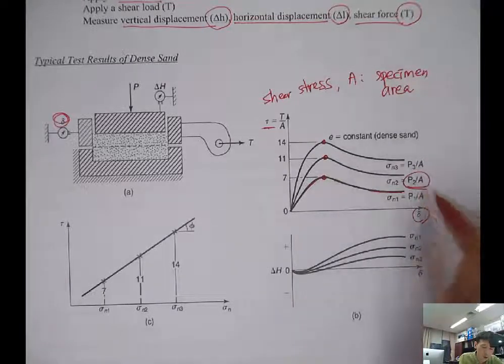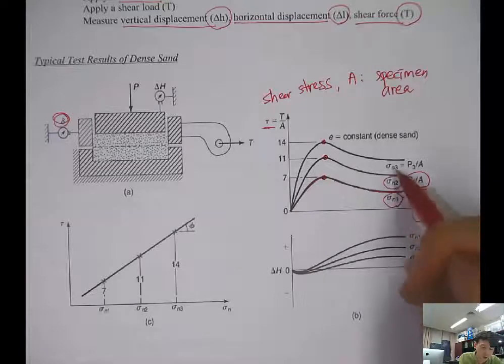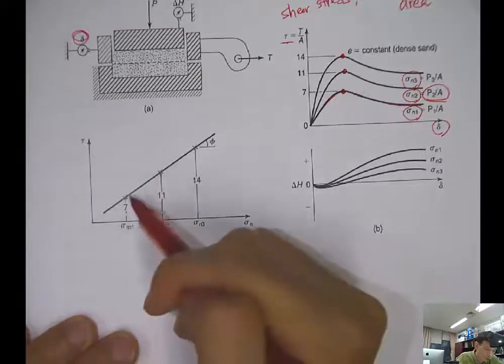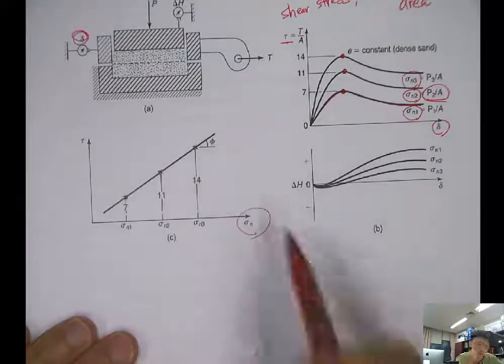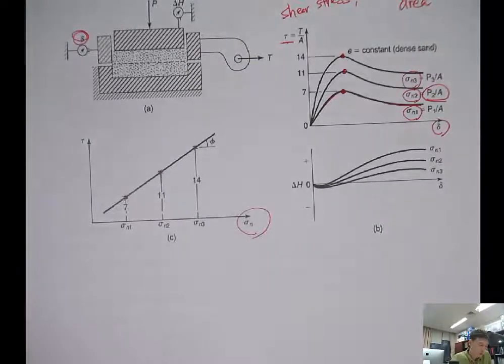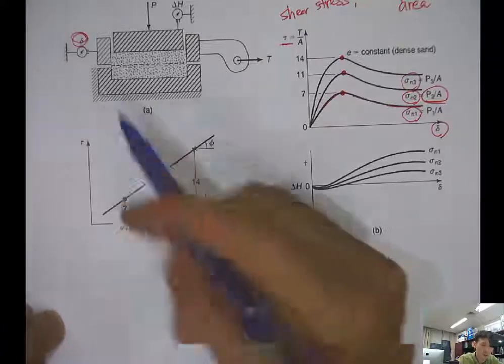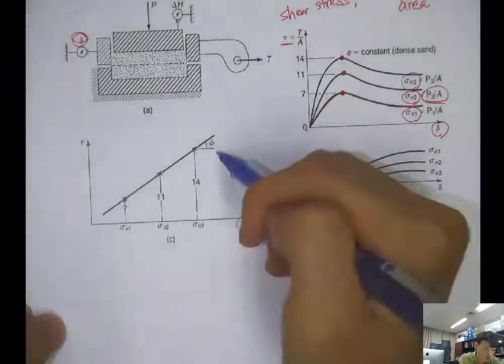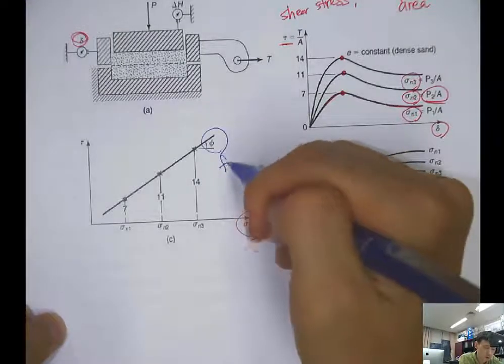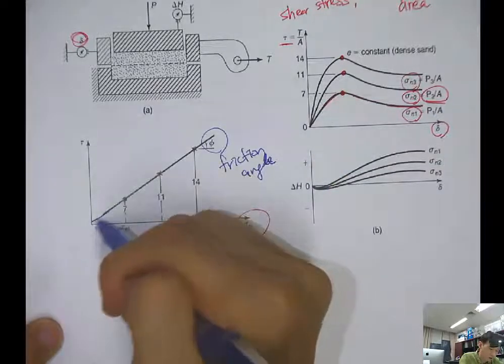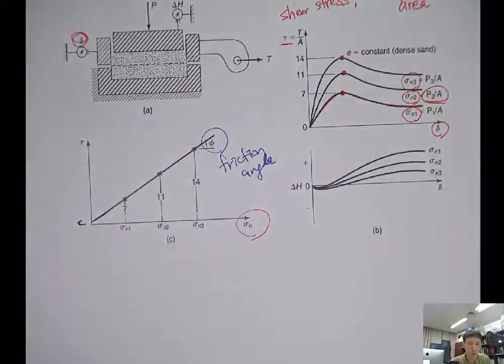And P1, P2, P3 will give you the sigma N1, sigma N2 and sigma N3, and from that you can plot the peak shear stress versus the normal stress, right? And when you find the linear line connecting these dots, then the angle of this linear line will give you the friction angle, and the cohesion is the intercept on the y-axis.